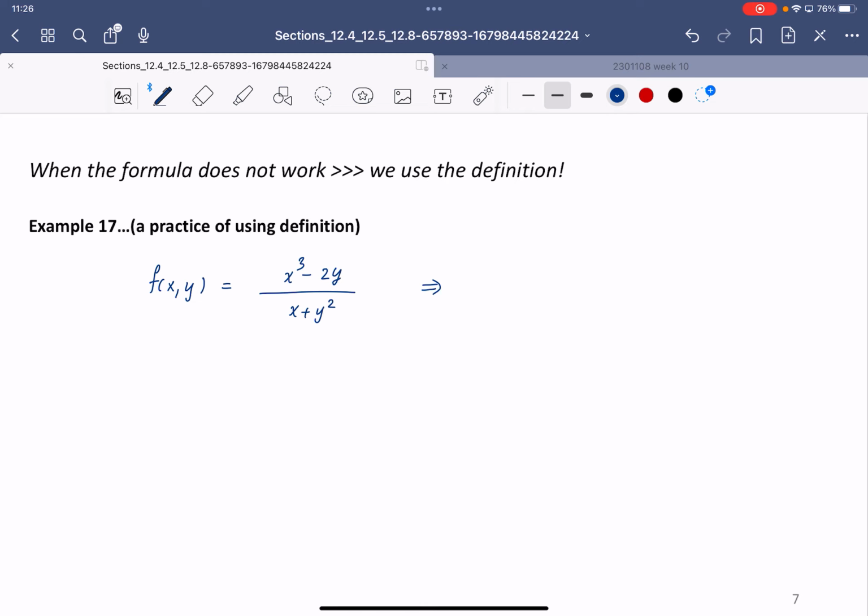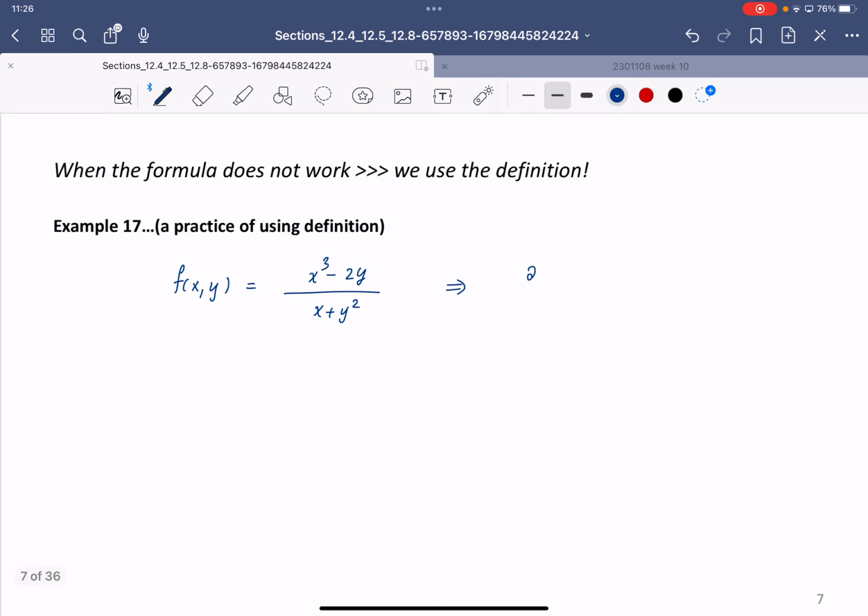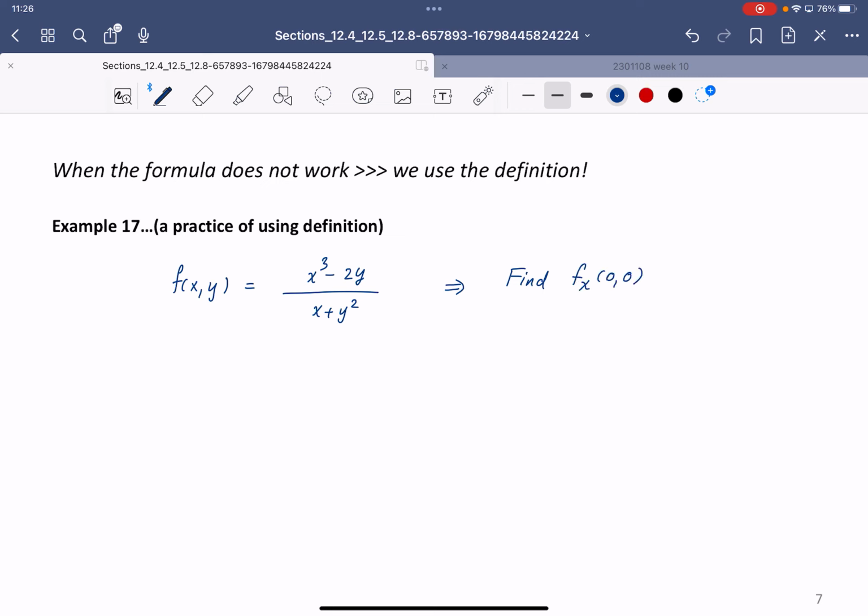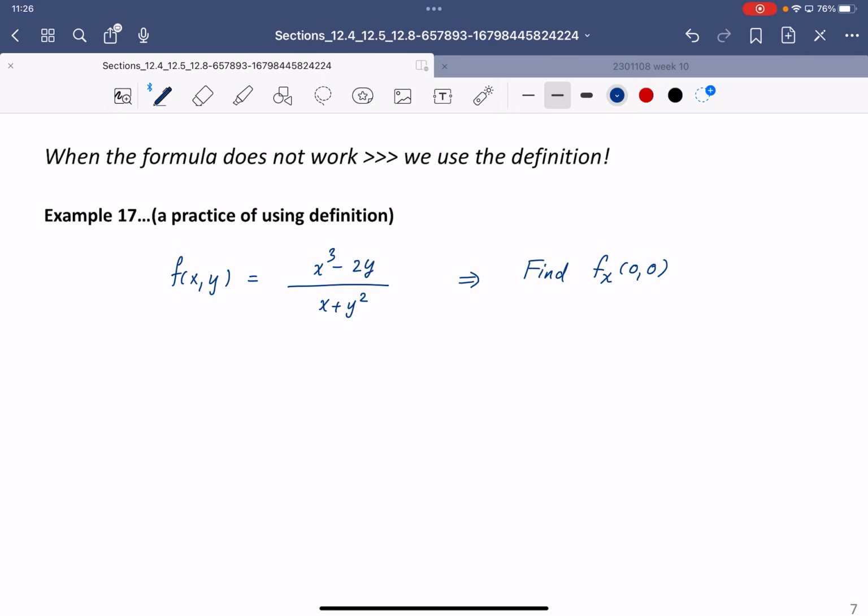If I ask you to find the derivative with respect to x at the point (0,0), this is the last question for today. What would you do? The function is x cubed minus x squared y over x plus y squared, sorry, people. So if you use a formula, let's try to use a formula. When you use a formula, you're gonna differentiate f with respect to x, right?